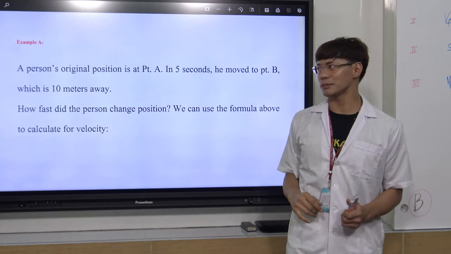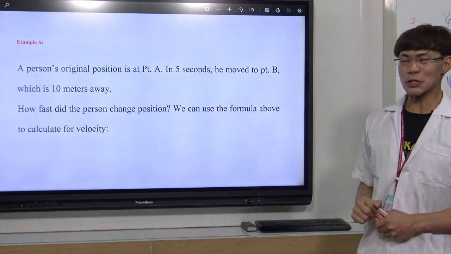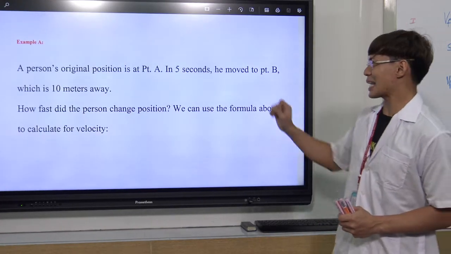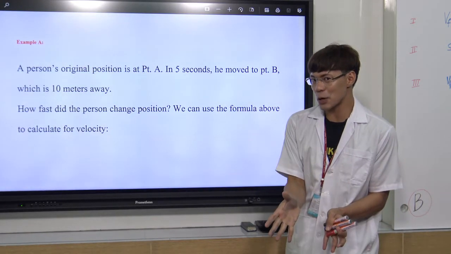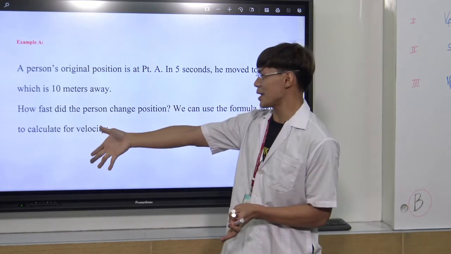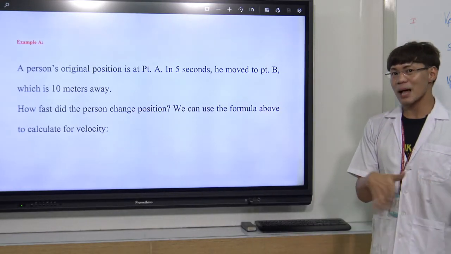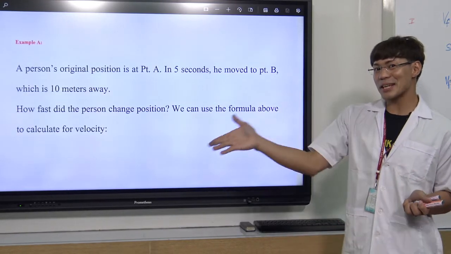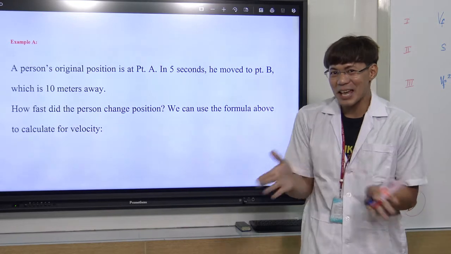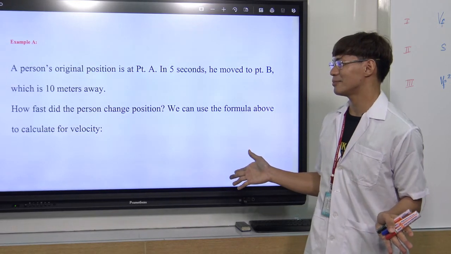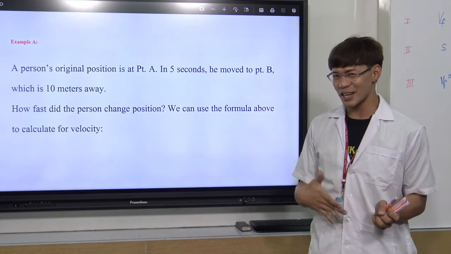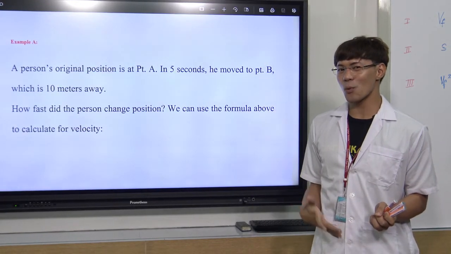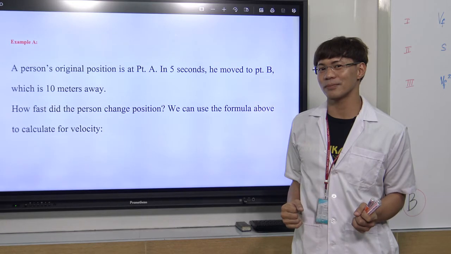Let's have an example. A person's original position is at point A. It takes 5 seconds for the person to change from point A to point B. Now, how far is point A to point B? It's 10 meters away. How fast did the person change from point A to point B? In other words, what is the person's velocity?